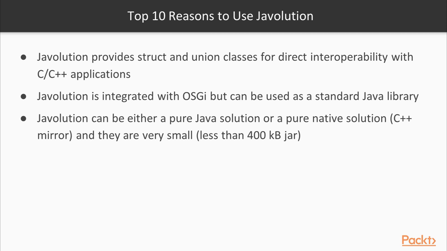Javolution also provides C and C++-like functionality, for example, the struct and union classes, for direct interoperability with C and C++ applications. Javolution integrates well with OSGi, for example, in Eclipse or in server-side environments like Apache Karaf, but it can also be used as a standard Java library without OSGi. Javolution can be a pure Java solution, or there's also a pure native solution, a C++ mirror, and they're both very small. They use less than 400 kilobytes for the entire library.